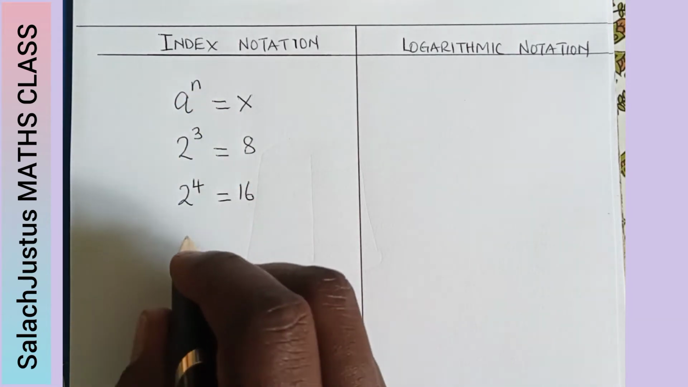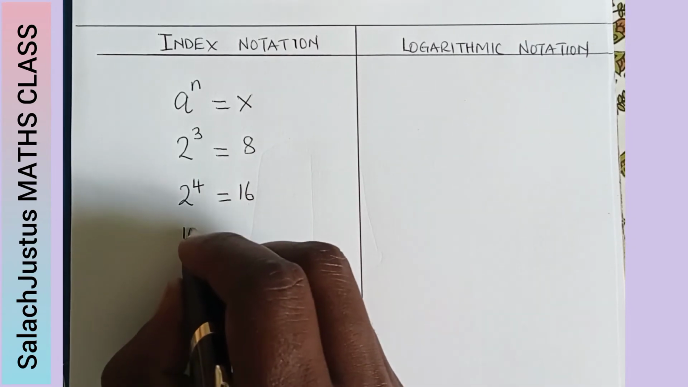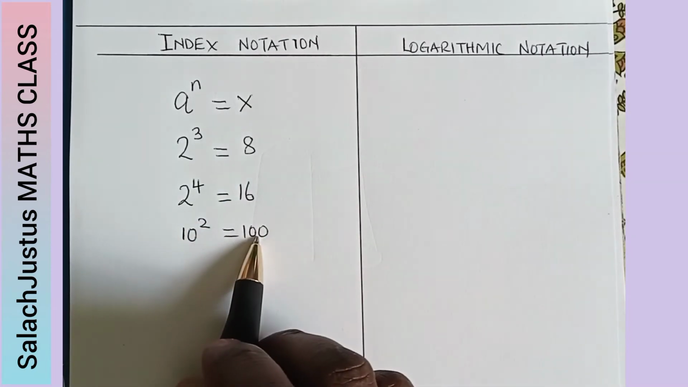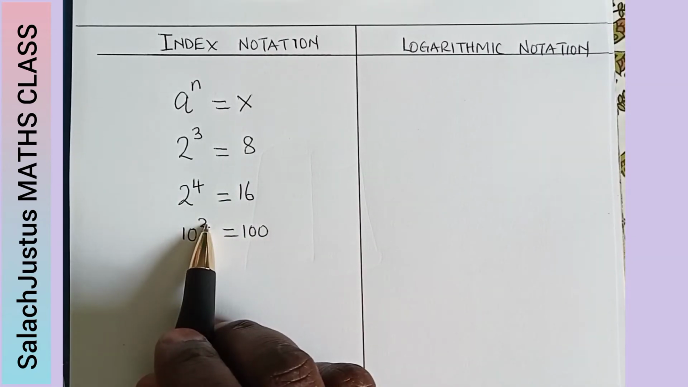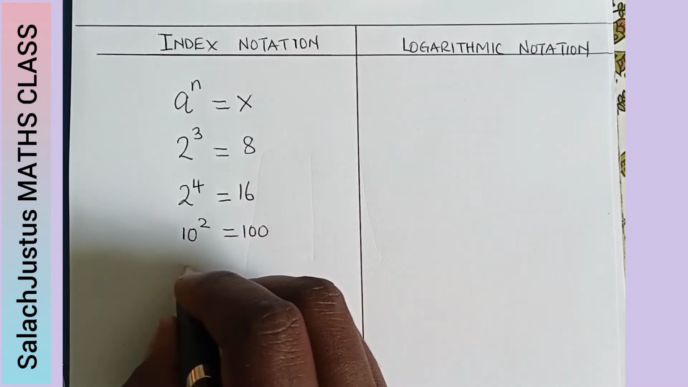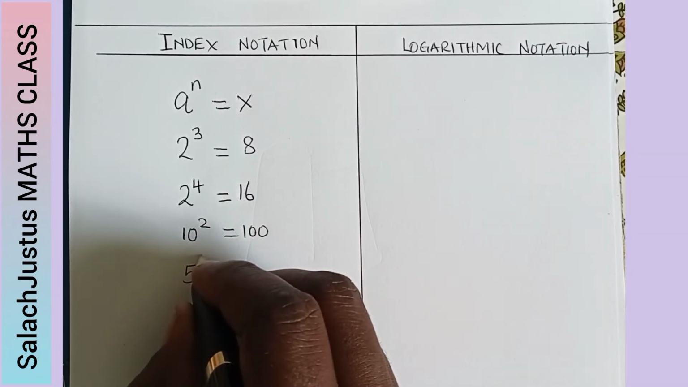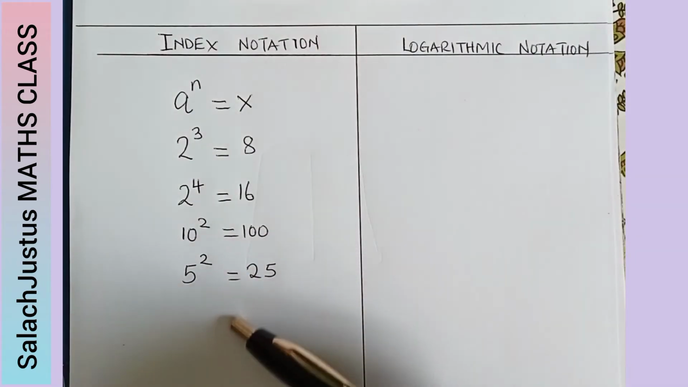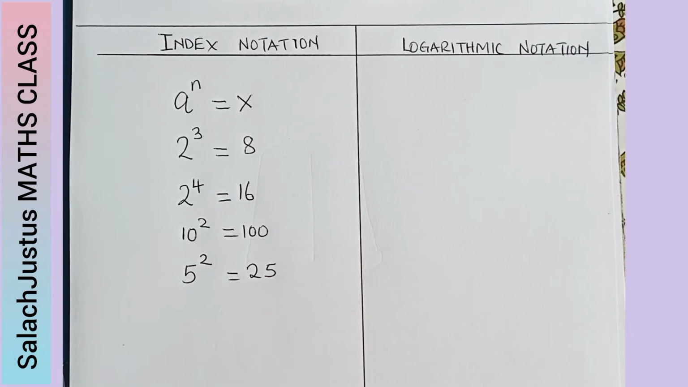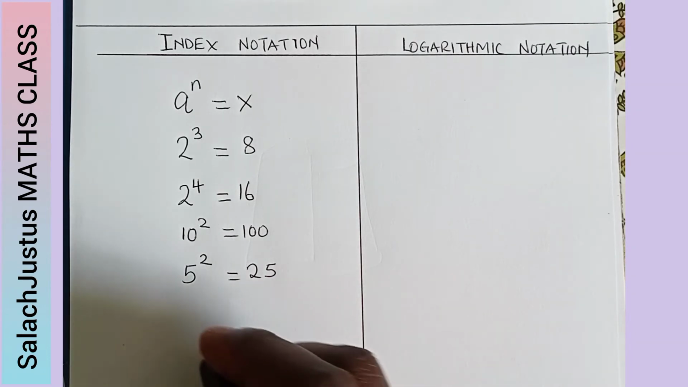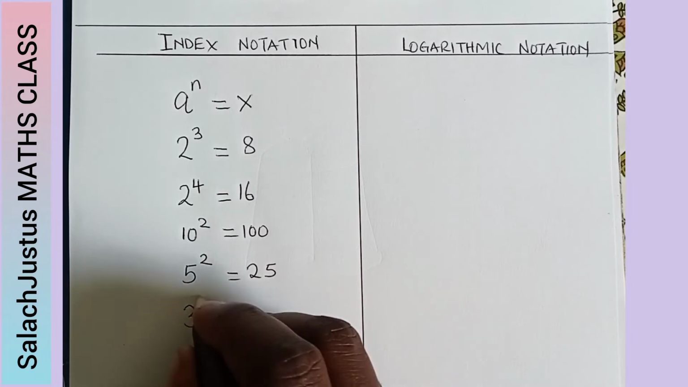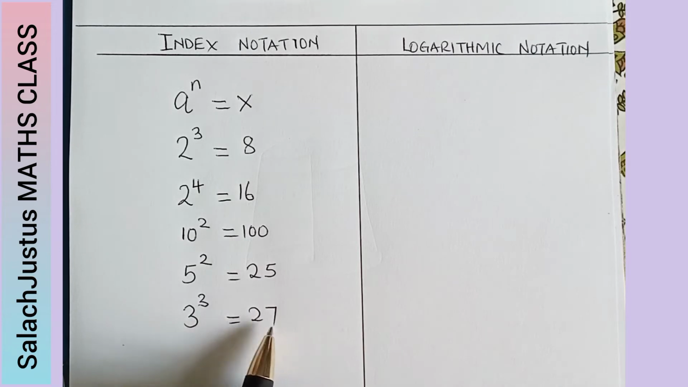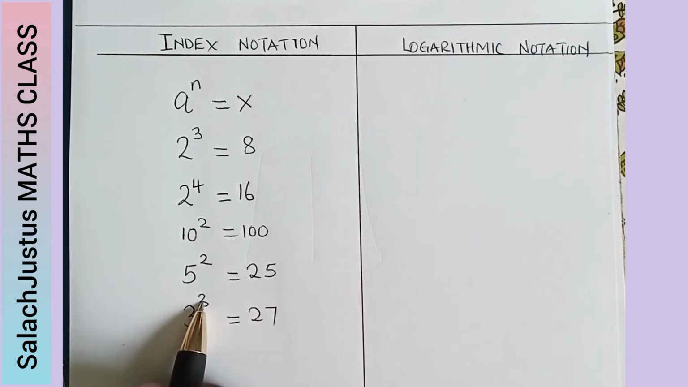Let's have a number like 10 raised to power 2 is 100. So writing 100 to base 10 is 10 squared. We can have a number like 25, that we can say 5 raised to power 2 is equal to 25. These numbers are written in form of index notation. We can add some more. For example, 3 raised to power 3 is 27. Therefore, 27 to base 3 is said to be 3 raised to power 3.